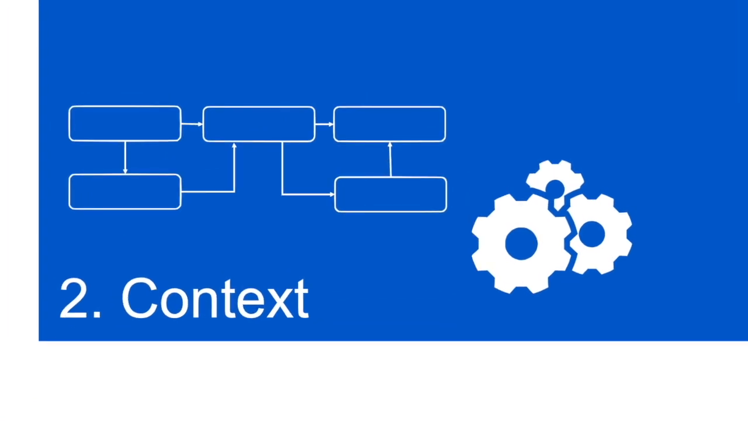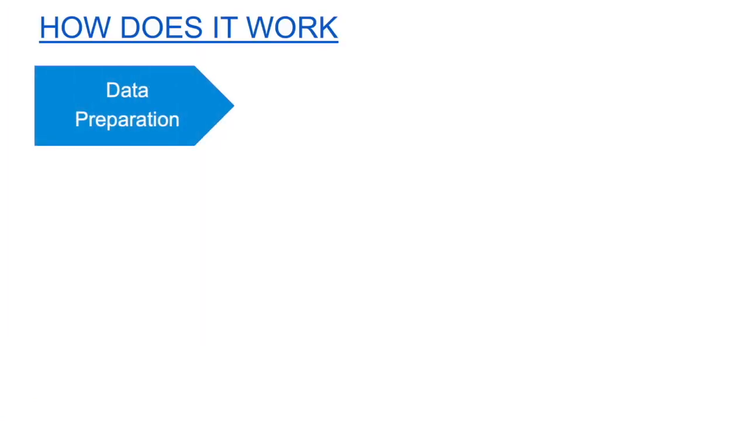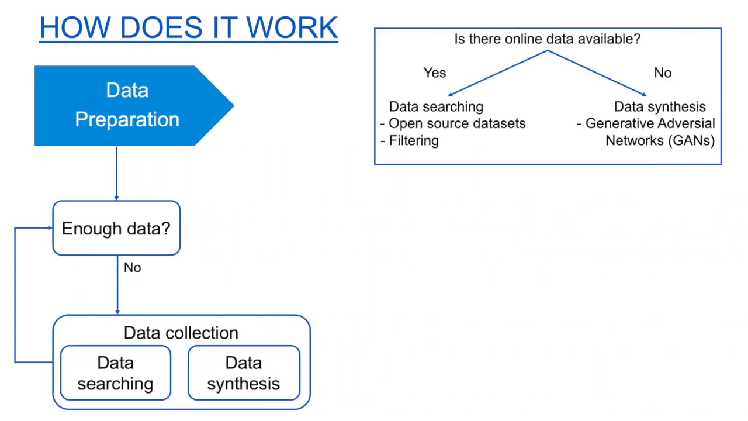So, how does it actually work? The first step of AutoML is data preparation. The system will ask itself, is there enough data? If the answer is no, data collection will be performed. If there is online data available, open datasets will be used and filtered to derive extra data. If there is no online data, data synthesis will be performed. The most novel technique for this are generative adversarial networks.